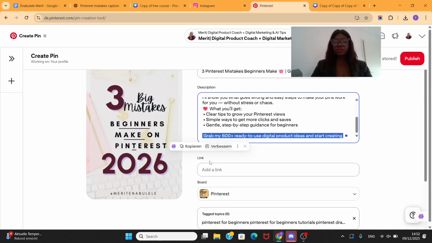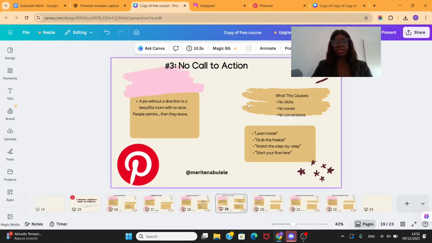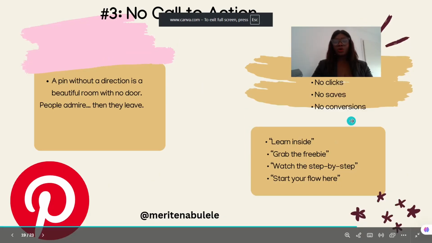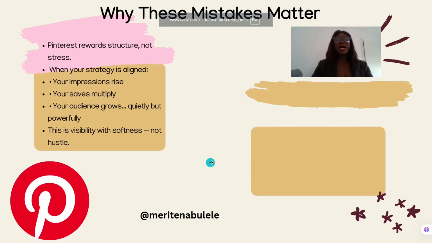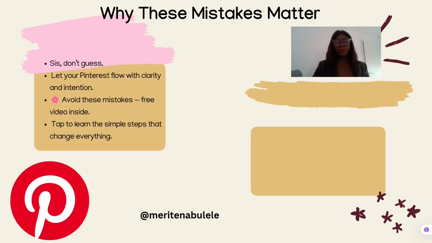After you've written your call to action here, the next thing is to insert the link where the people are going to go to and publish the pin that you created, right? Your call to action is very important. It matters because, right, when your strategy is aligned, your impressions will rise, you get multiple sales, your audience will grow, right? And you have more visibility without you hustling for it, right? So your pins will stop shouting, right? They will start attracting the right people to you. Your pins will become intentional. That's the strategy you need to know.